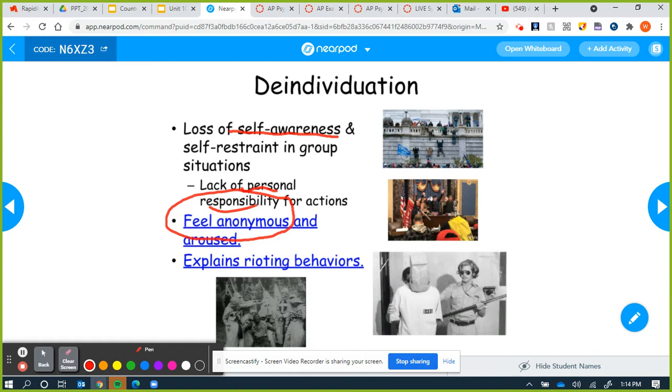We can explain things like rioting behavior from this. Okay, the riot in the Capitol. Most of those people are probably not going to storm the Capitol themselves. But as the group is going there and they get swept up in it, they feel like they are anonymous. They feel like nobody's going to notice them do it. And like-minded groups become more extreme, and we'll talk about that in a sec. So a lot of those people lost the sense of individualism.